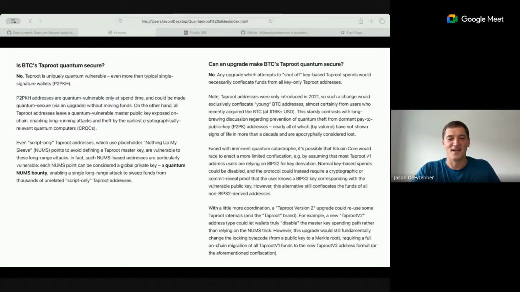So, I mentioned that you could call it Taproot version 2, but I think the more honest thing is to be clear that Taproot cannot be upgraded. You need to make a new Taproot and ask people to move.